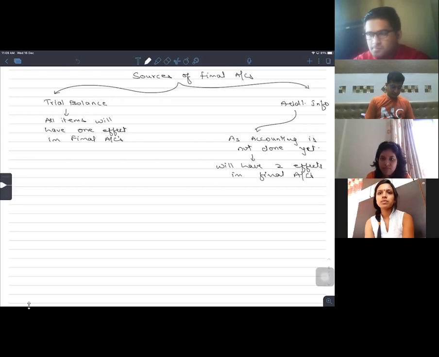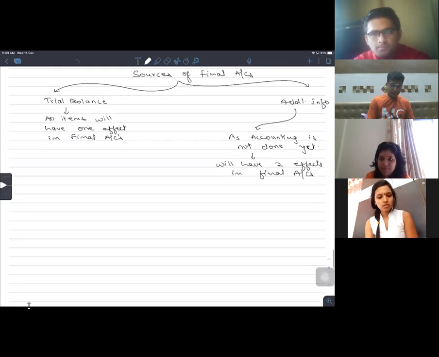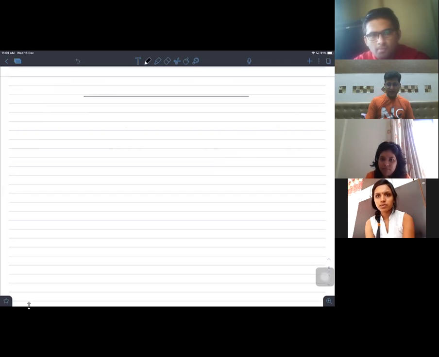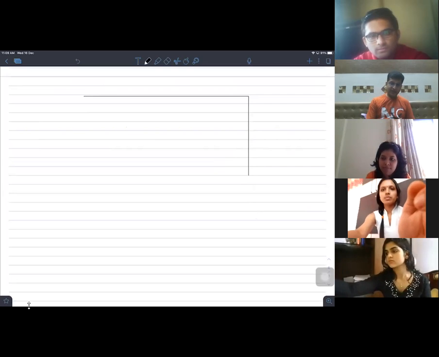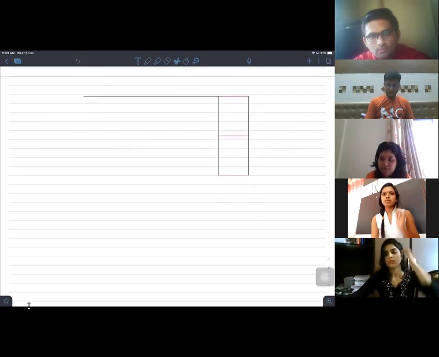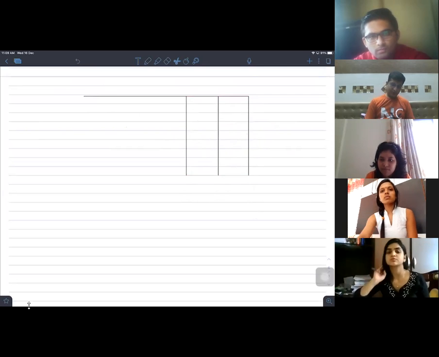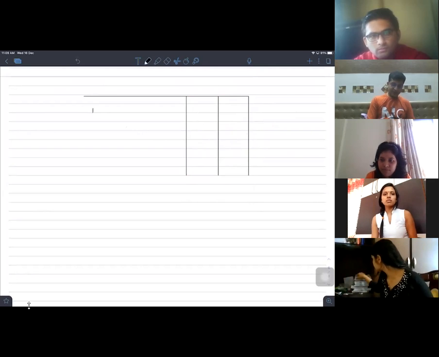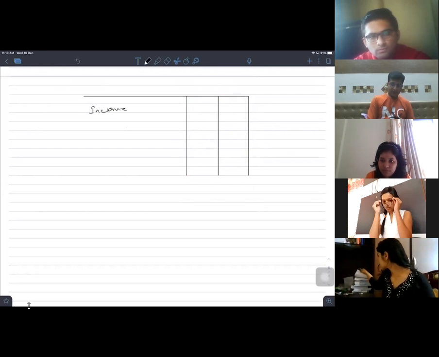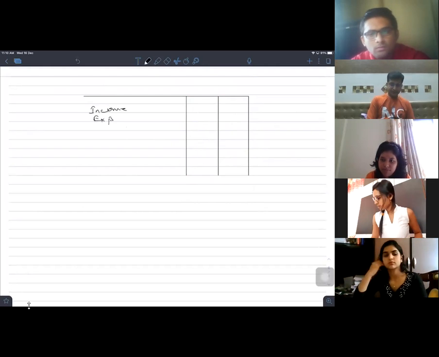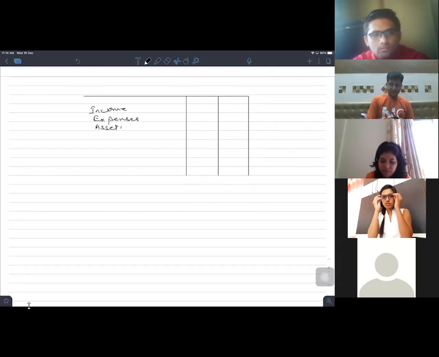Suppose this is my trial balance. In the trial balance, we have incomes, expenses, assets, and liabilities. Correct or not?